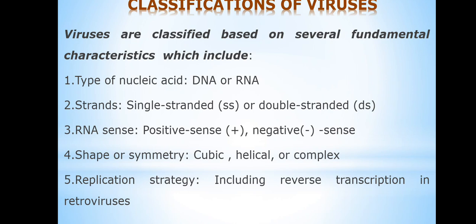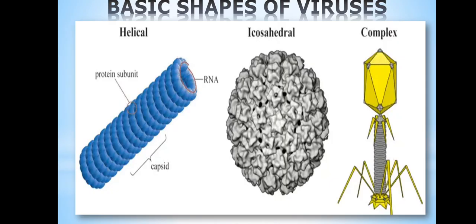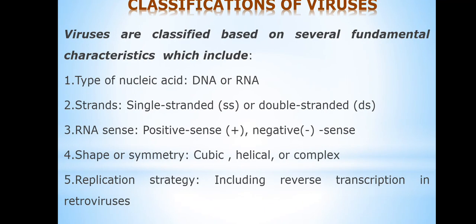Number one, we can classify a virus depending on the type of nucleic acid that it contains. It can either contain DNA or RNA. So it simply means that there will be DNA viruses and RNA viruses. For example, hepatitis B is a DNA virus. If you're talking about HIV and AIDS, that is an RNA virus. So we can classify them depending on the type of nucleic acid that they contain. Number two, we can classify them depending on the strands.